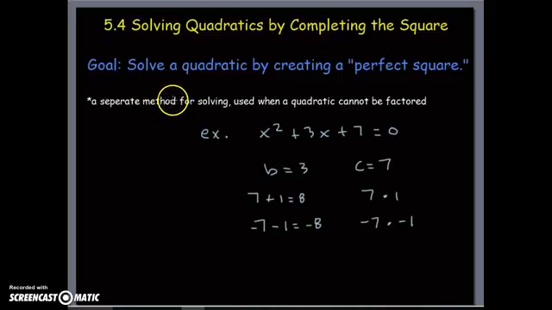Today's video is solving quadratics by completing the squares. This is lesson 5.4. The goal today will be to solve a quadratic by creating a perfect square and then using inverse operations to find x.